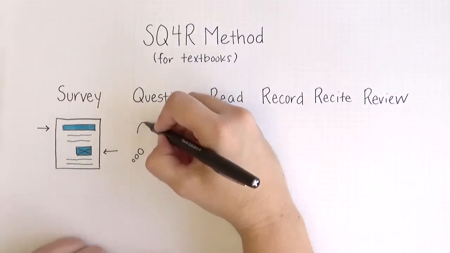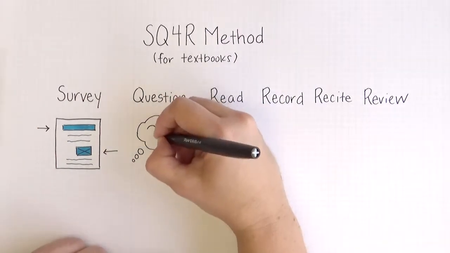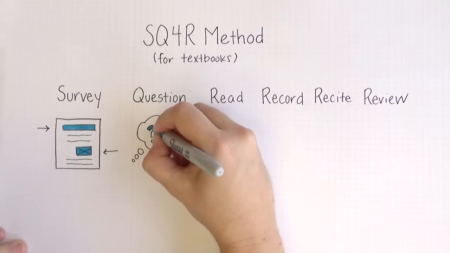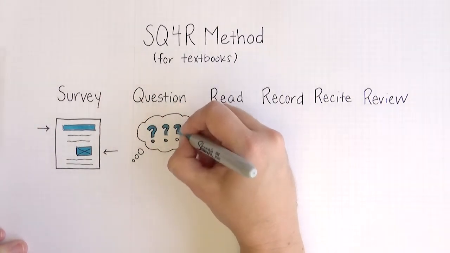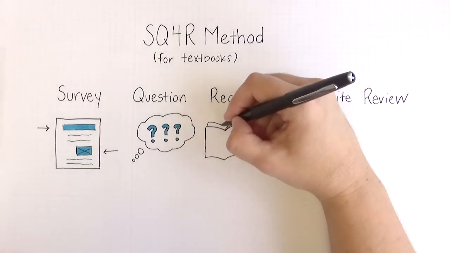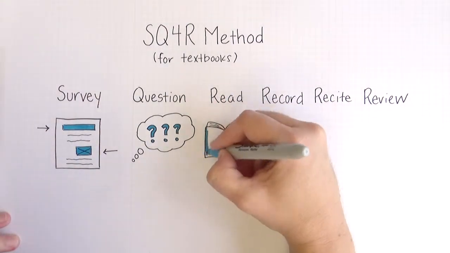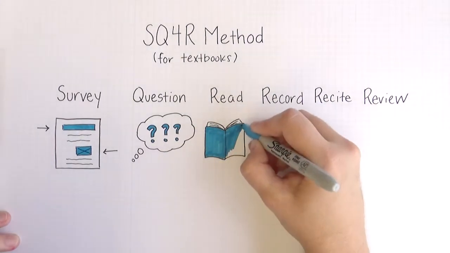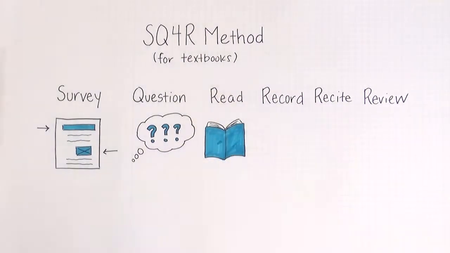Next is Q. Formulate questions to guide your reading. What would you need to know about the topic? If you aren't sure, turn headings into questions. Now the 4 R's. The first R is to read the text for comprehension. Focus and slowly read through the whole chapter. Don't take notes as you read, that's the next step.